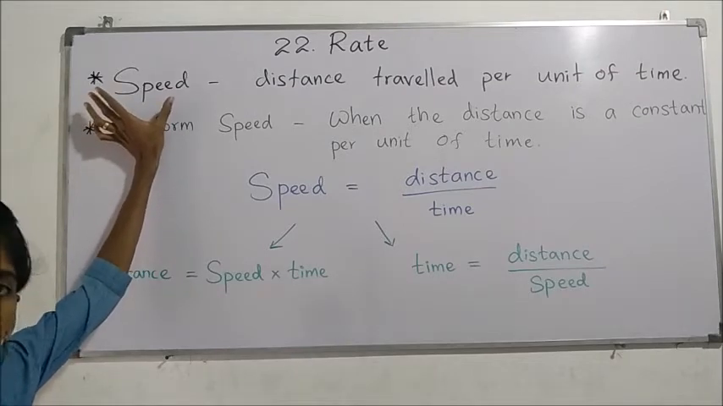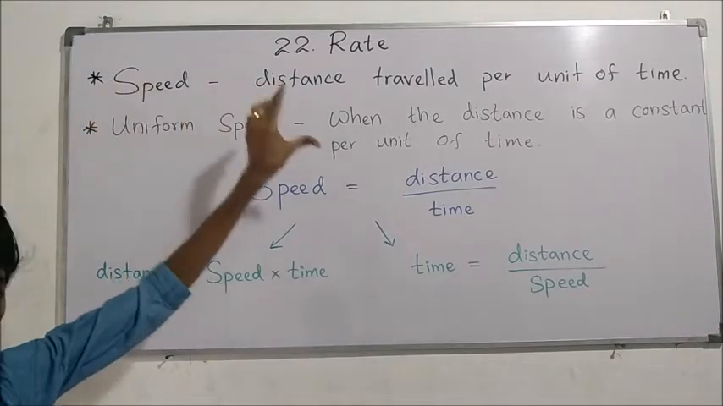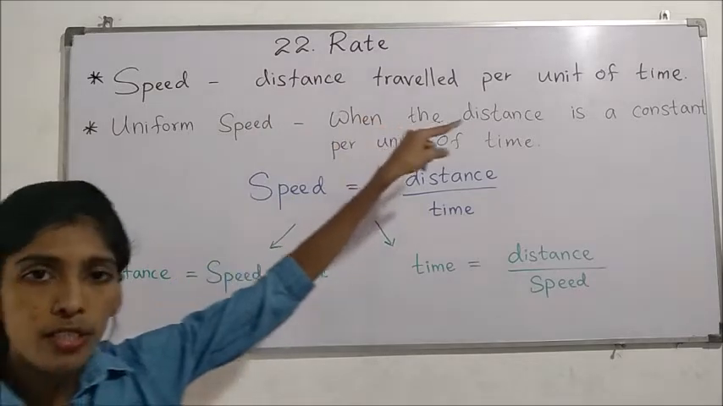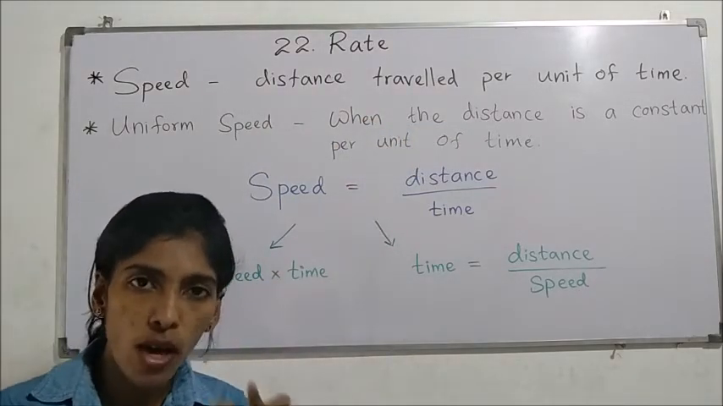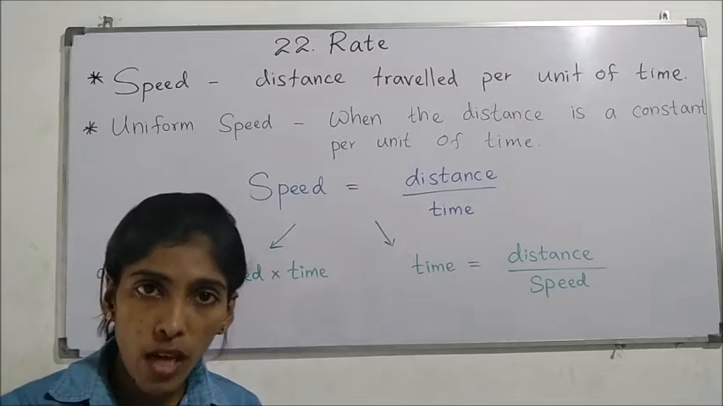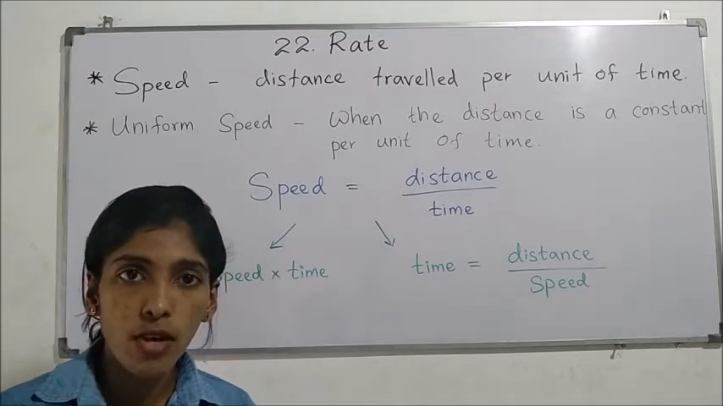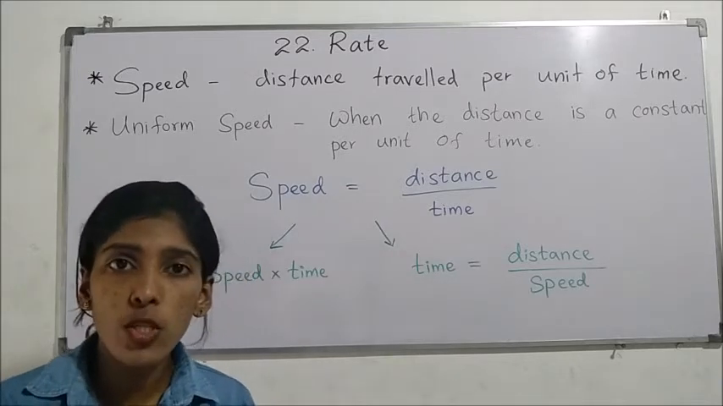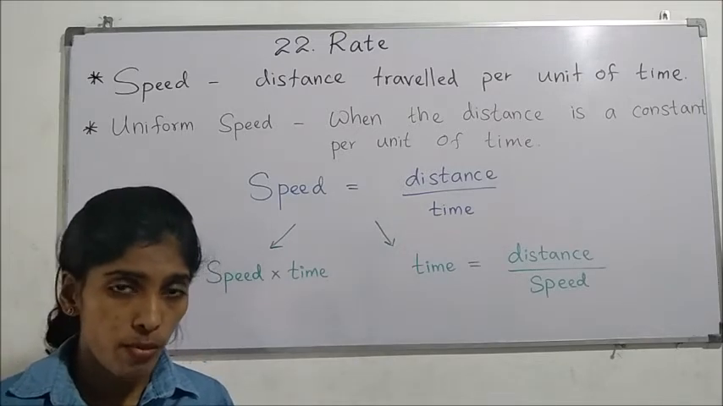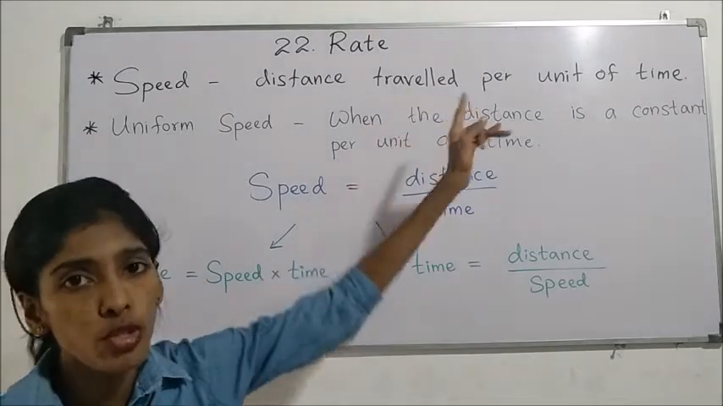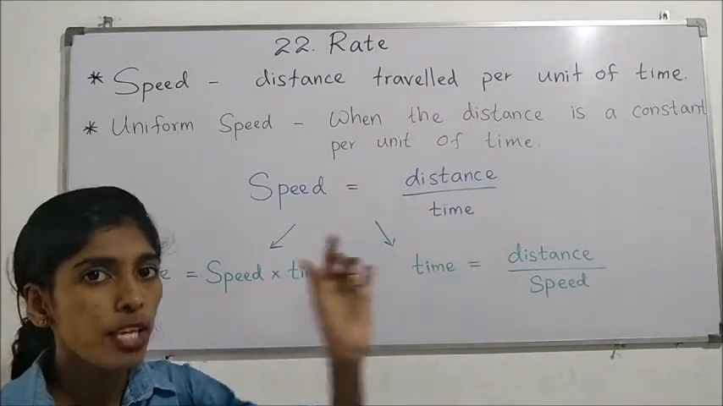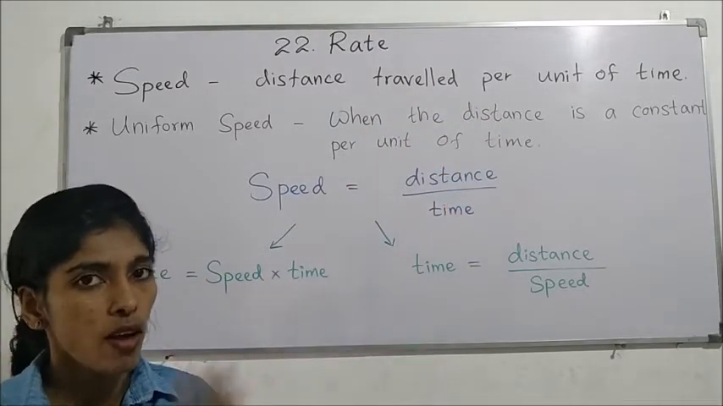What is speed? Speed is the distance traveled per unit of time. Per unit of time means within 1 second or within 1 hour. It is the distance traveled by an object which is moving. So remember, speed is the distance traveled per unit of time. That time can be 1 second or 1 hour.